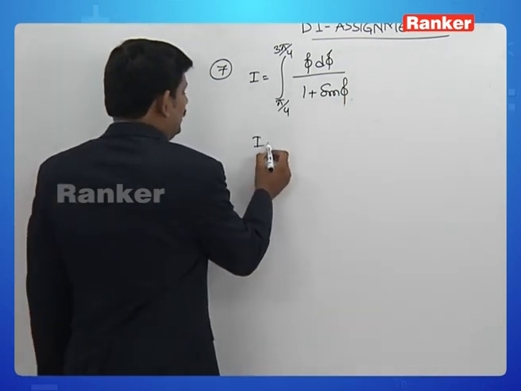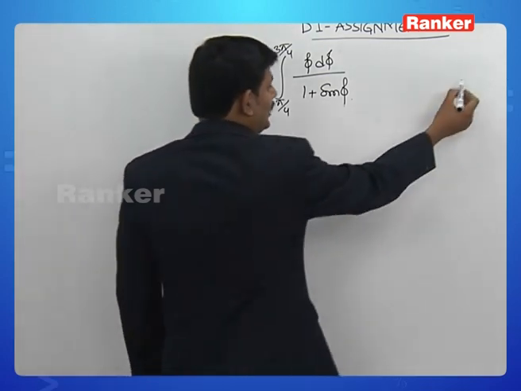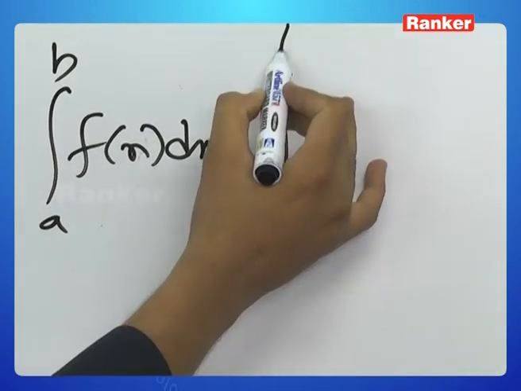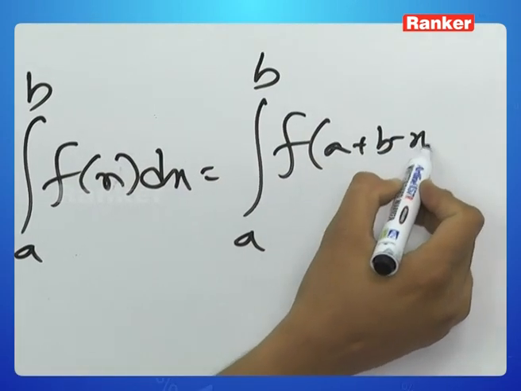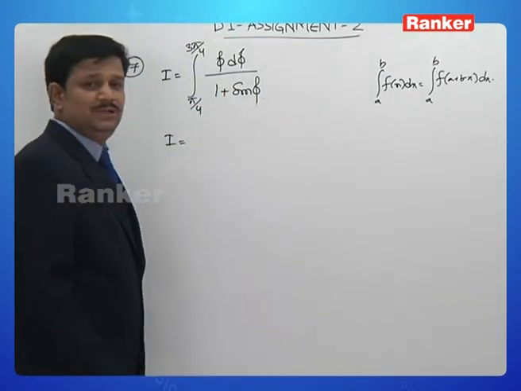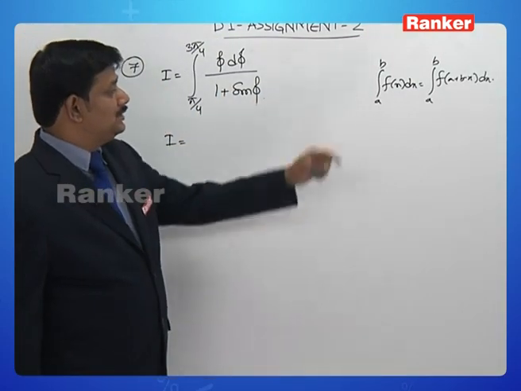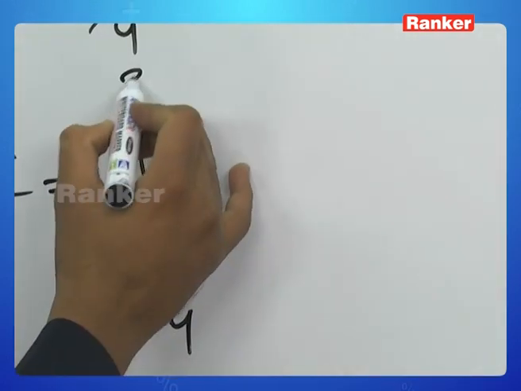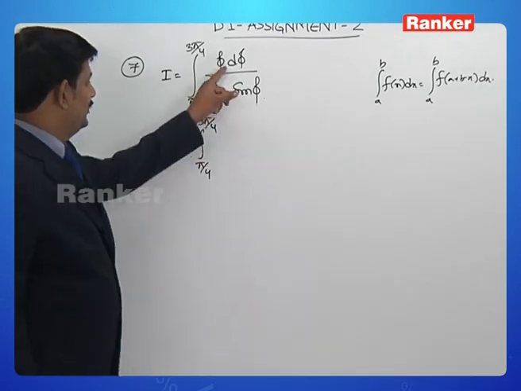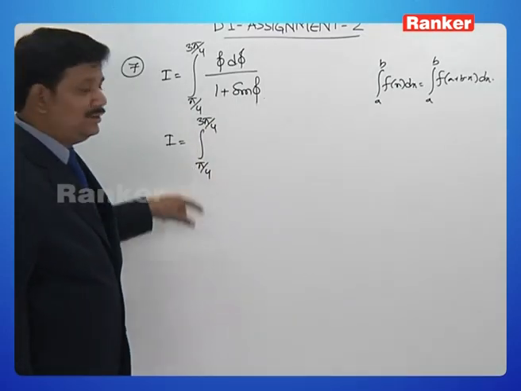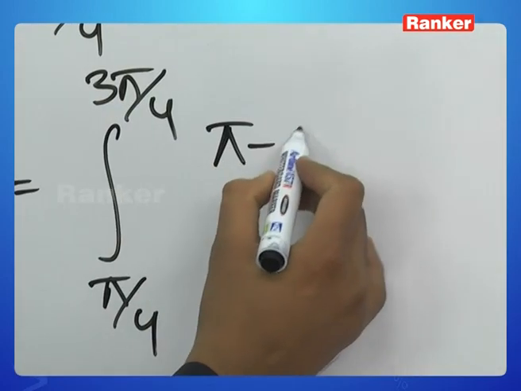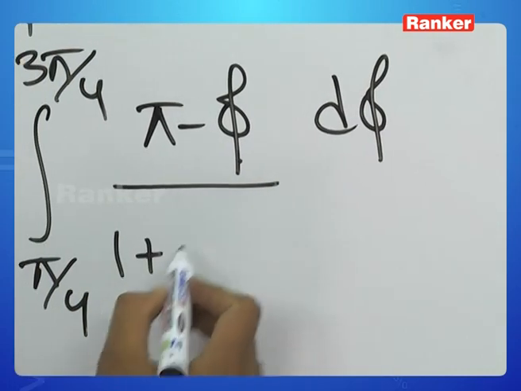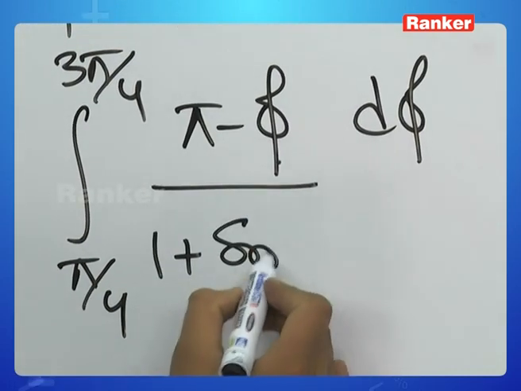So, let me use the property: integral a to b f of x dx is equal to integral a to b f of a plus b minus x dx. Very important property. So, I remains I even when I replace phi with a plus b minus phi, that is pi minus phi. So, this will become pi minus phi d phi divided by 1 plus sin of pi minus phi, which is nothing but sin phi.